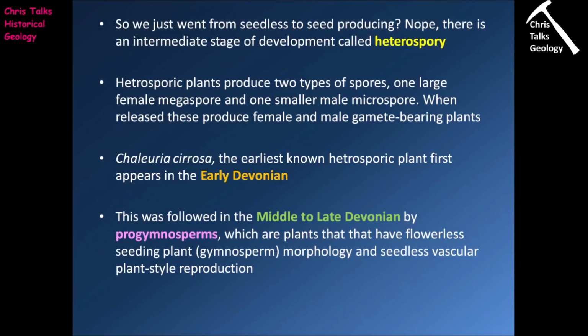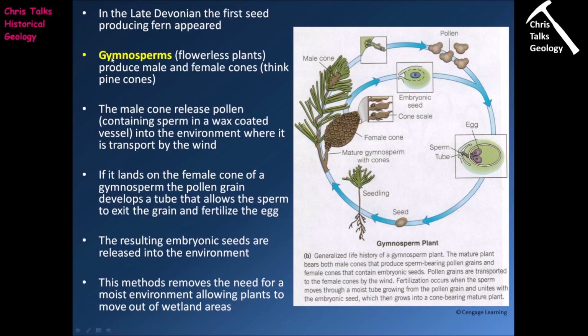So heterosporic plants were then followed in the middle to late Devonian by the progymnosperms. Now, these are plants that have flowerless seeding plant morphology, so they produce cones. However, they reproduce with a seedless vascular plant style reproduction. So this means that on the surface it appears they are reproducing like gymnosperms. However, the actual reproductive process requires intermediate stages like gametophytes. Now obviously once you went from progymnosperms, eventually this need for this intermediate gametophyte stage was removed, and at that point you then have gymnosperm reproduction.